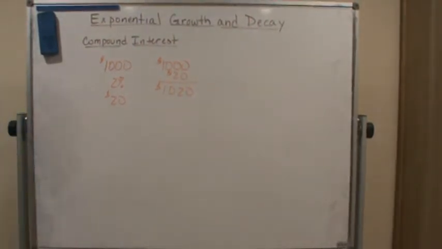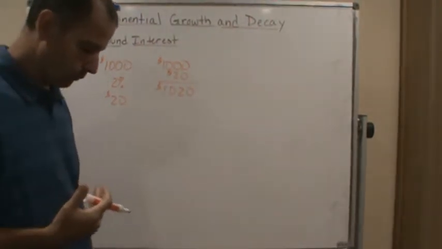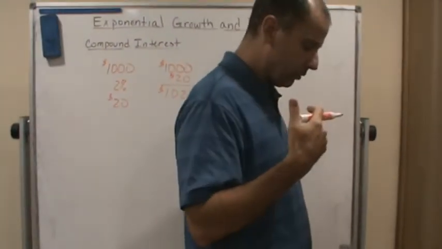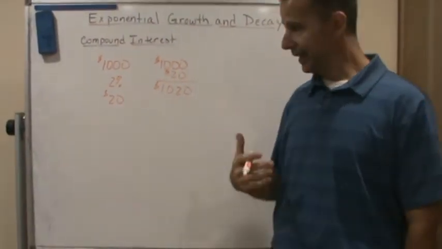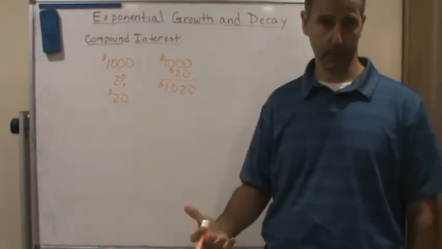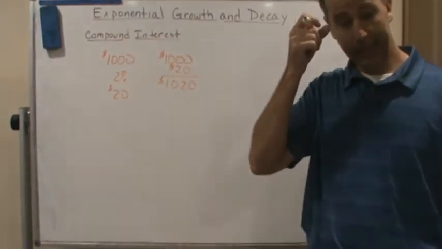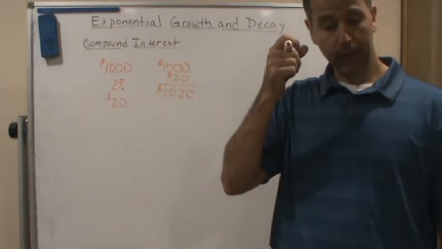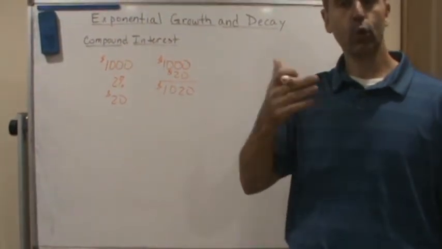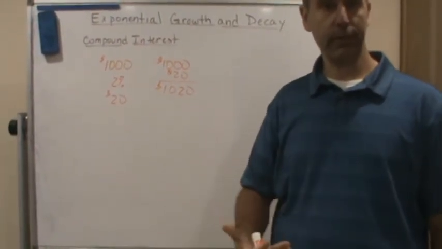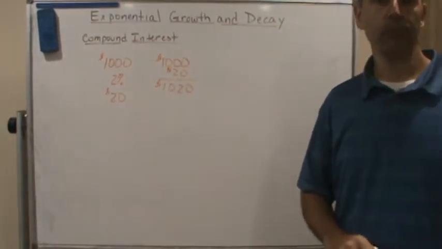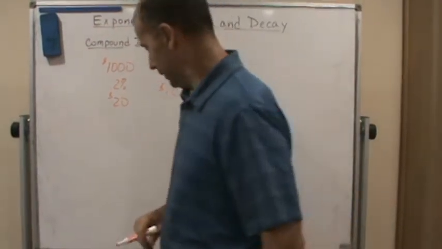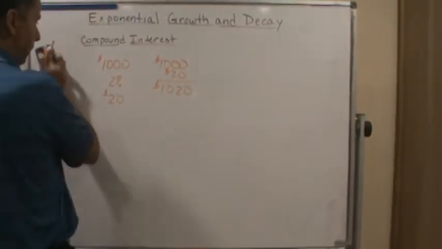Now, compound interest means that you're getting interest not at the end of the loan period or the investment period. You are getting credit for some of the interest throughout the period that you have it in there. So what do I mean by that? Let's just use an example.